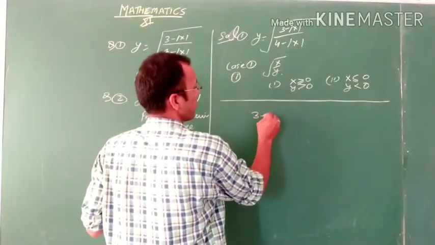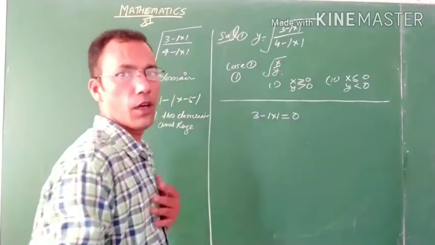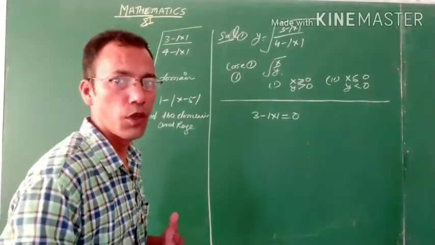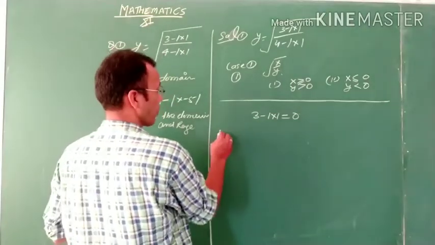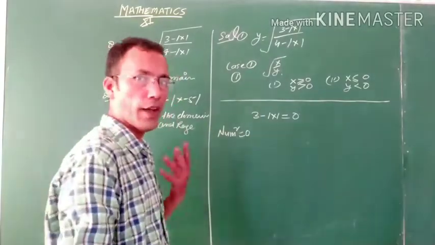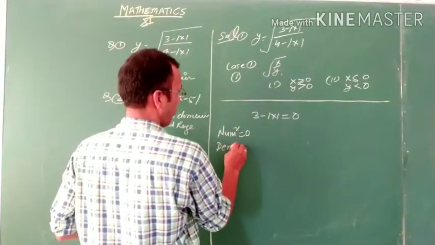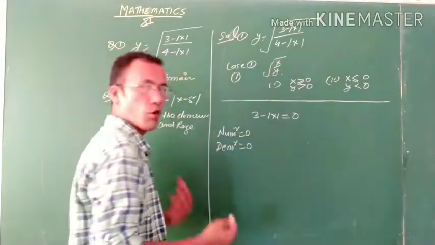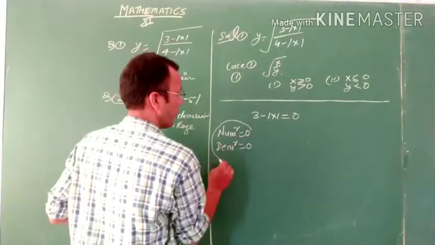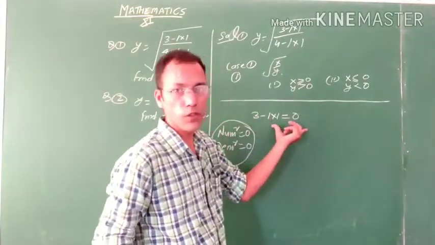First is 3 minus mod x is equal to 0. That is the process to find the critical points where it is 0. That means the numerator is 0. This is called numerator is 0, and find the points where the numerator is 0. And second is denominator is 0, in which points the denominator is 0. This is called the second method. Right? Okay, see, this is numerator is 0.